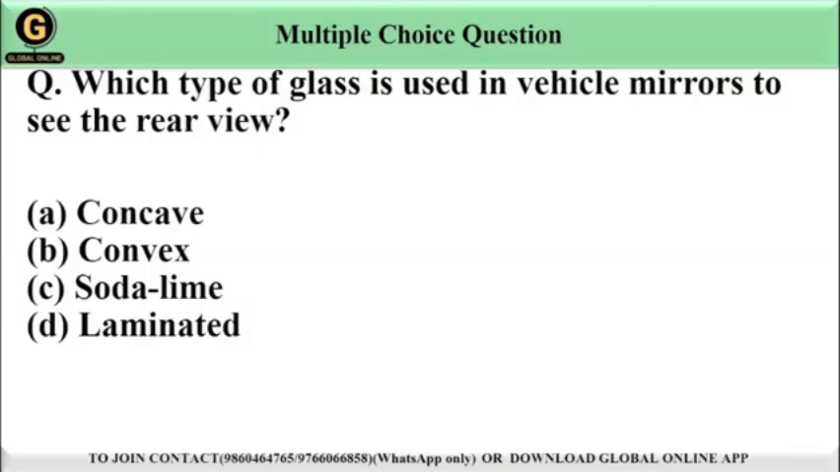Let's move on to the next question. Which type of glass is used in vehicle mirrors to see the rear view? Options are concave, convex, soda lime and laminated. So guys, convex mirrors are used in vehicles for rear view mirrors because they provide a wider field of view, allowing the driver to see more area behind them. This makes driving safer by giving better visibility of approaching vehicles.